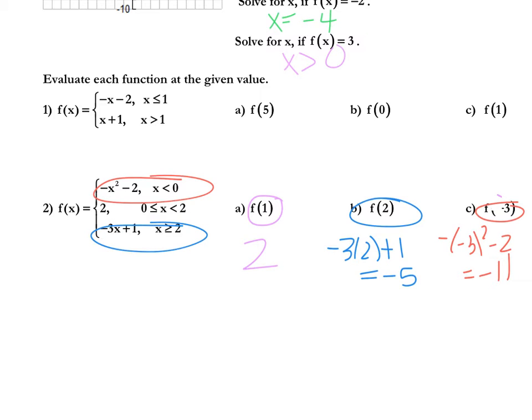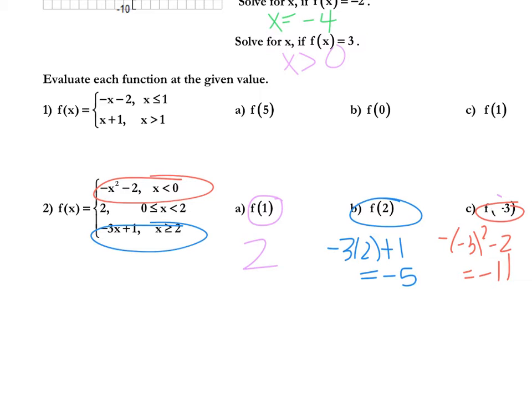Okay, so here's what we should have gotten. We should have got -5 for the first one. So when you want to find f of 2, when x equals 2, you go over here and see which one that falls under. And since this is greater than or equal to, which means it's a closed circle, you use this function.